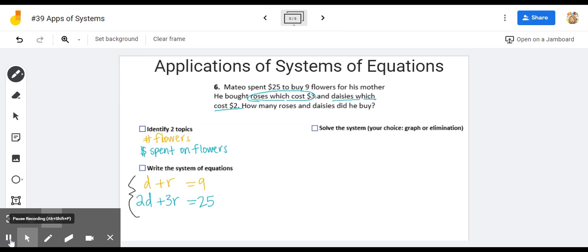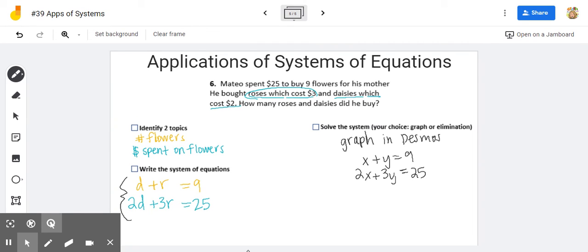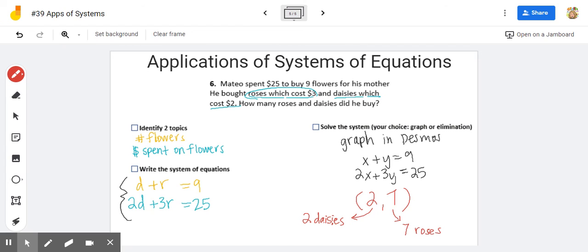And now we have our system. So let's type that into Desmos. Watch out, guys. Make sure to use X and Y first. So our D for Daisy becomes our X, and our R for Rose becomes our Y. So as we look at our intersection point on Desmos, we see that the lines intersect at 2, 7. And so that's what we're going to use as our intersection. So the 2 from our point represents our X, or our daisies. So 2 daisies is how many Mateo purchased. And he also purchased 7 roses. Now the Y is 7, and it's the roses because Y is the R, or the rose. All right, so now it's time to practice.